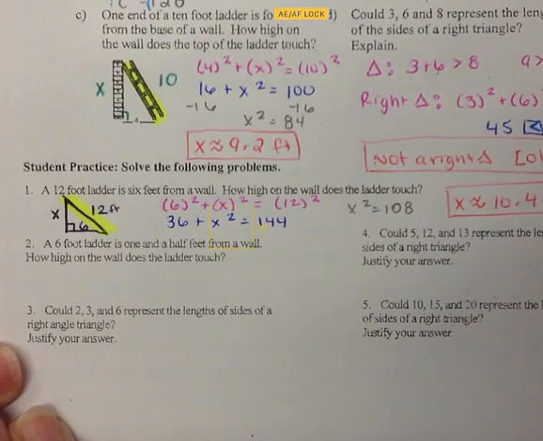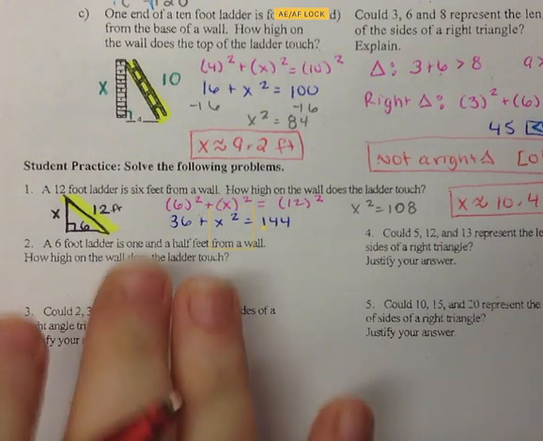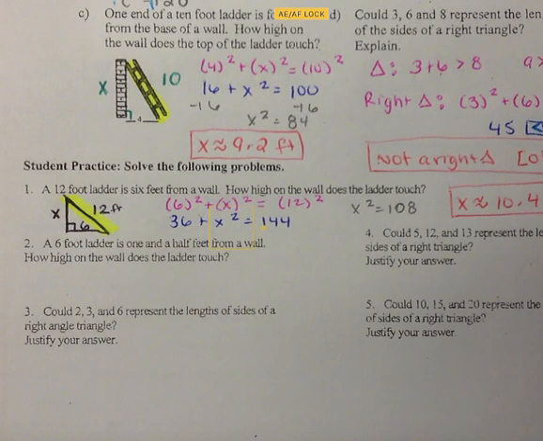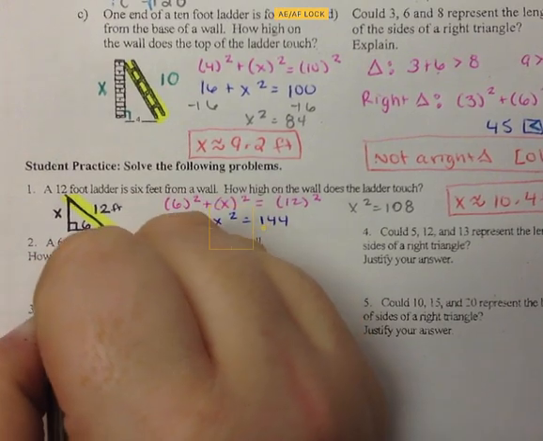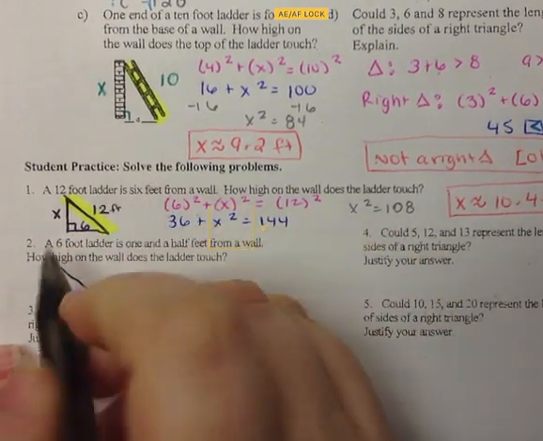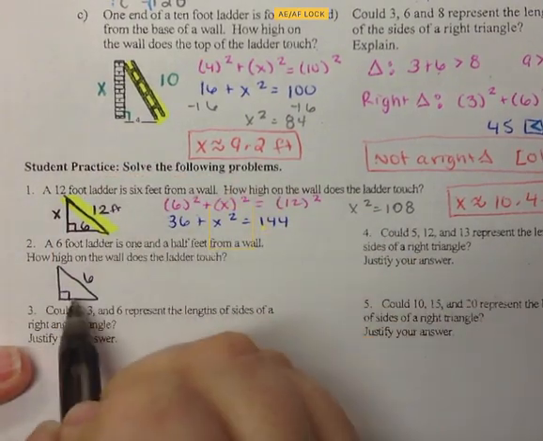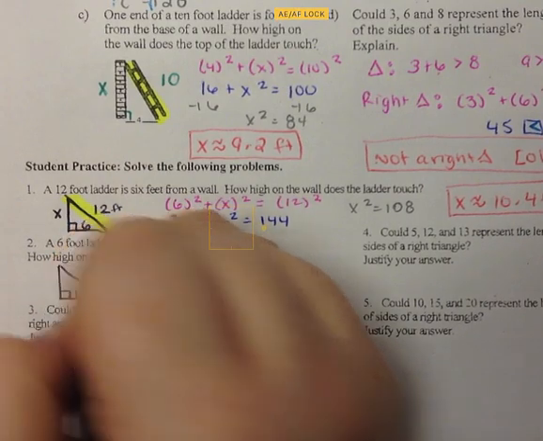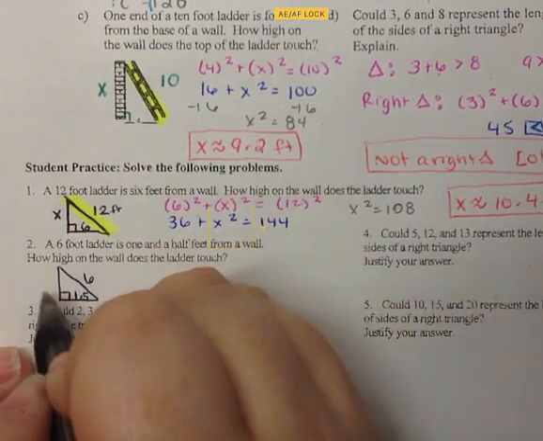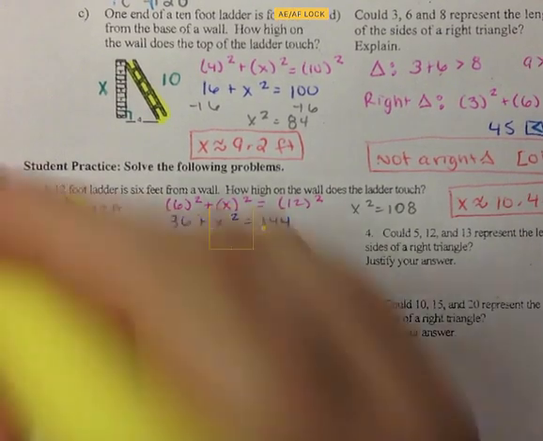Number 2, a 6-foot ladder is 1.5 feet from the wall. How high on the wall does the ladder touch? So again, we're doing the same setup. Let's draw a picture of that. So we have a wall, we have a ground, we have the ladder. The ladder is 6 feet, so that's where that 6 goes. 1.5 feet from the wall, so this is going to be 1 5/10 or 1.5. I'm going to use the decimal down here. How high on the wall does the ladder touch? This is our x. So again, our hypotenuse.